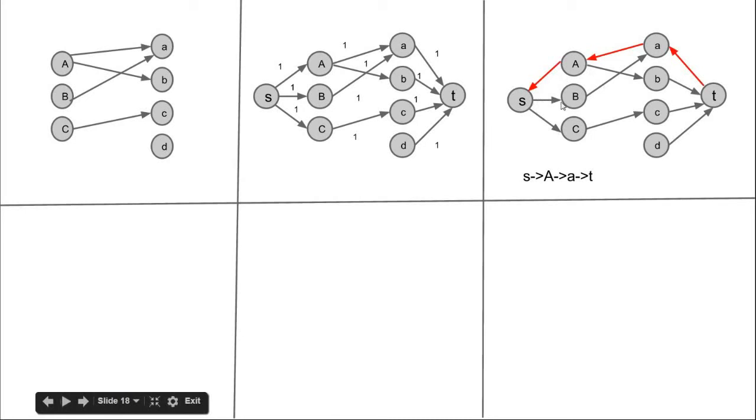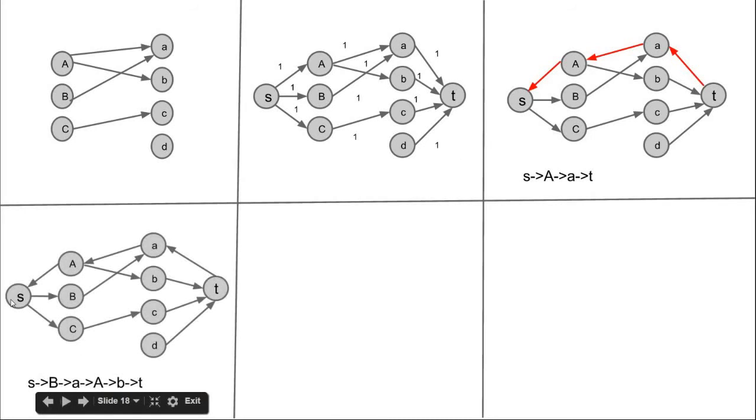Now, are there any more augmenting paths? This is an augmenting path from S to B, B to a. However, we are using one of the reverse edges, a to A, then A to b, and b to T. So we need to create a residual graph for it: remove the forward edges and replace them with the reverse edges. Are there any more augmenting paths? This is an augmenting path from S to C, C to c, and c to T. So we create a residual graph for it.